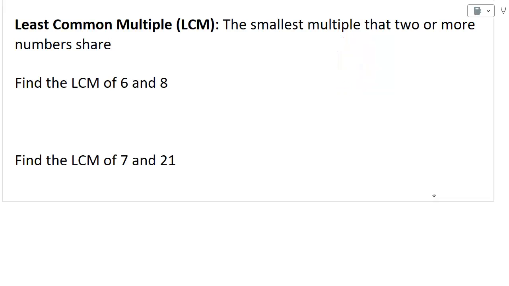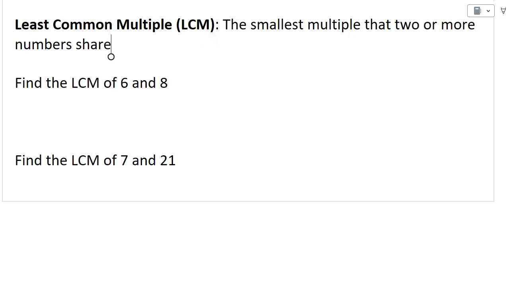But we want to find the lowest common multiple of those denominators to where we know we can have a common denominator. So the least common multiple is the smallest multiple that 2 or more numbers will share. So remember, multiples are just like we're counting by these numbers, or multiplying them, 6 times 1, 6 times 2, 6 times 3, 6 times 4, as I'm looking at the first example we have right here. Okay, so find the lowest common multiple of 6 and 8.